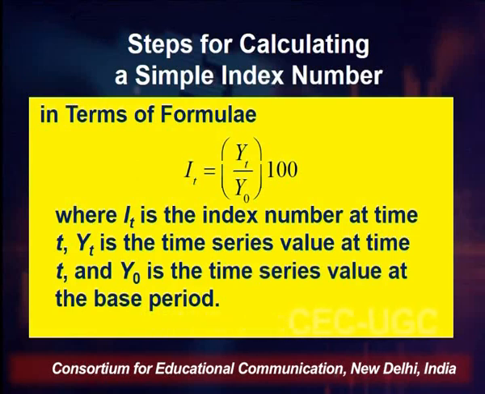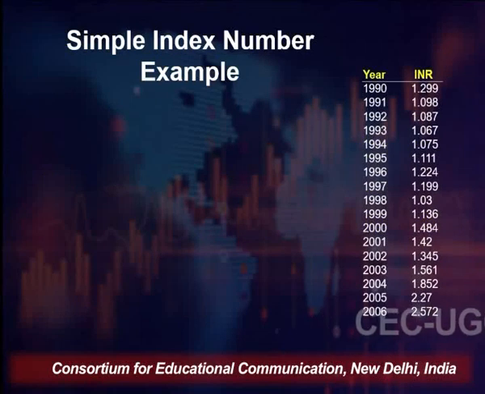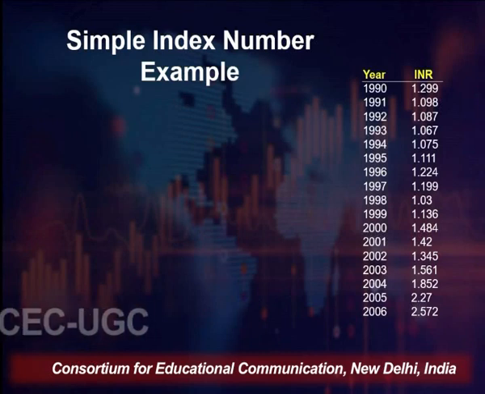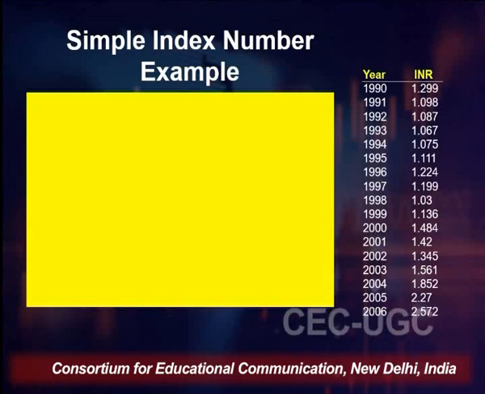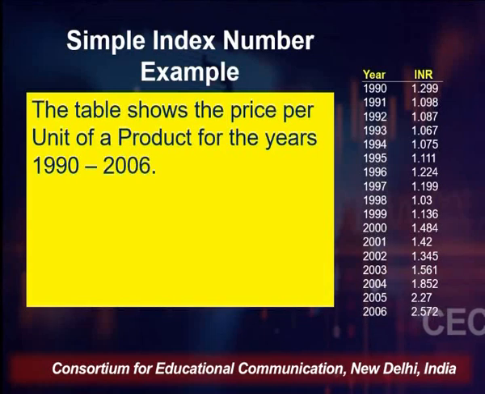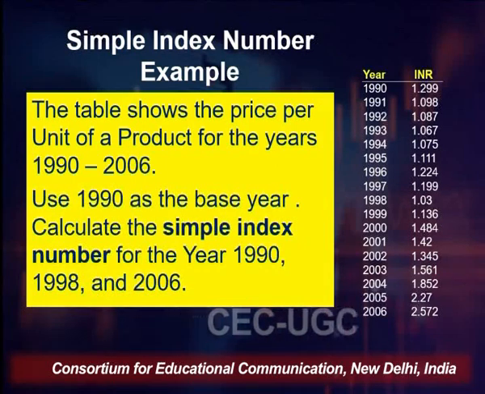So you can say current divided by base into 100 is the simplest formula of computing simple index number. Now suppose I give you a numerical problem wherein the data from year 1990 till 2006 is given to us in terms of rupee, and this table is indicating the price per unit of a product for the year 1990 to 2006 for this time period.